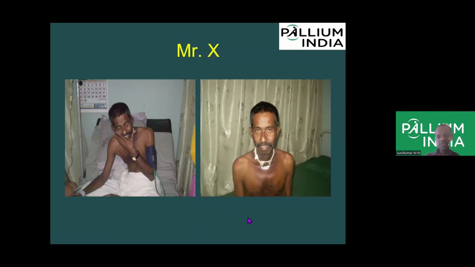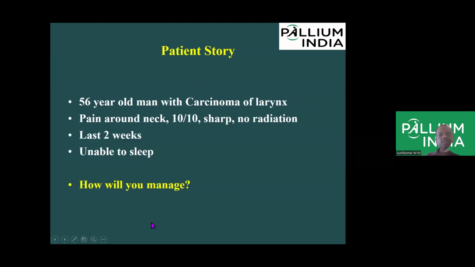So I will give you a short history of this patient and then you can tell me. This is a 56-year-old man who is suffering from carcinoma of the larynx. His main complaint is pain around the neck, which he scores 10 by 10, that is, worst imaginable pain. He described it as a sharp pain without any radiation. This was there for the last 2 weeks, and because of this, he is unable to sleep. So what would you do for this patient?